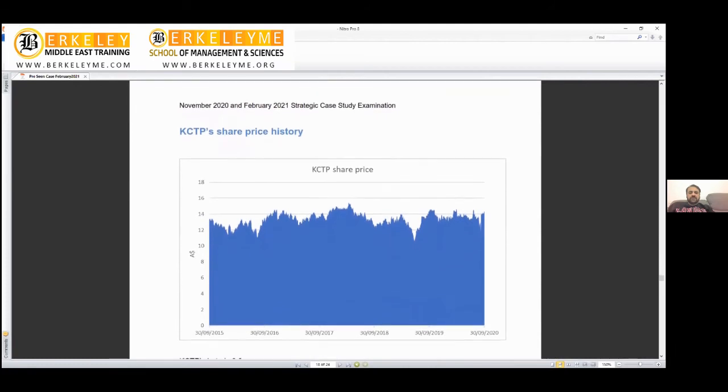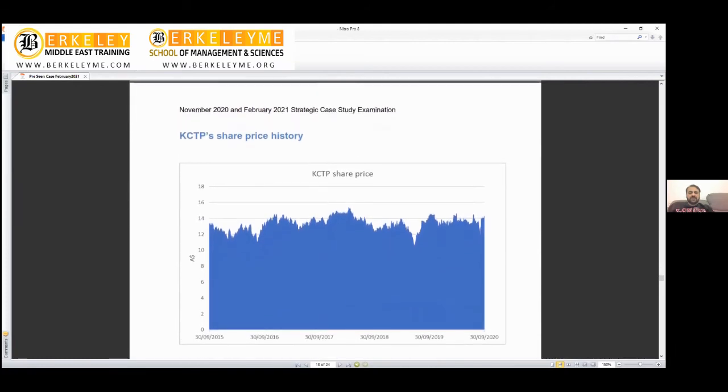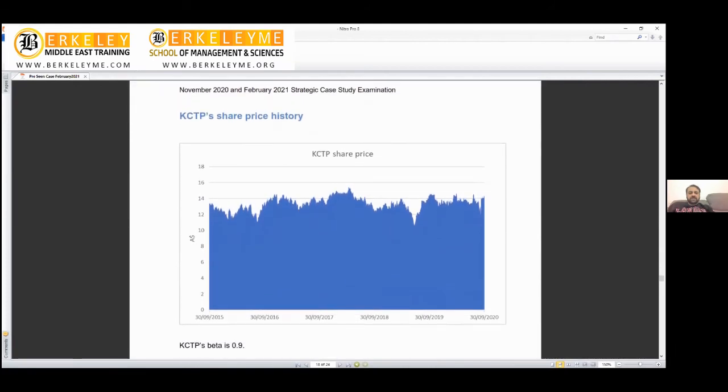Moving forward, a very interesting graph. We will spend some time on it. First, I will read it for you. KCTP, because it has been floated on the stock exchange, has a share price. Since 1999 till 2020, there is a share price movement. And a very interesting thing after this graph is that KCTP's beta is 0.9.